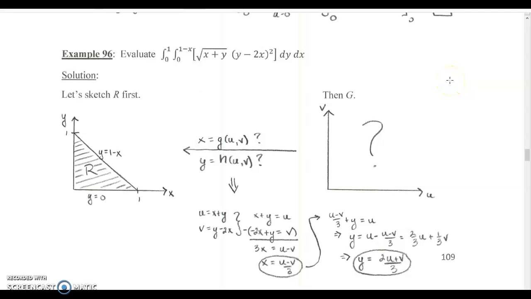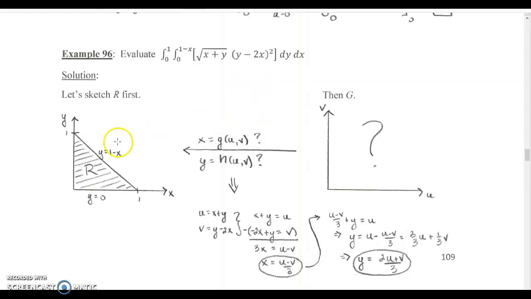Alright, welcome back to our Calculus 3 class notes, everyone. We're in section 15.8, the last section of chapter 15, and we're going to discuss example 96 here, where we're looking at transforming a double integral with respect to y and x into a new integral by using substitution, where the integral is with respect to u and v now.